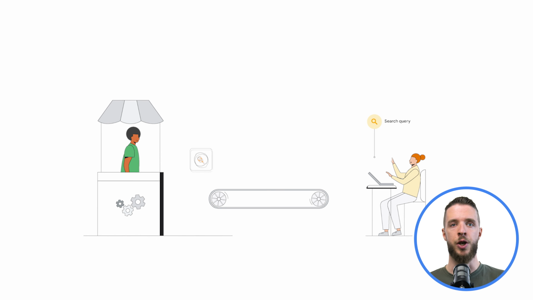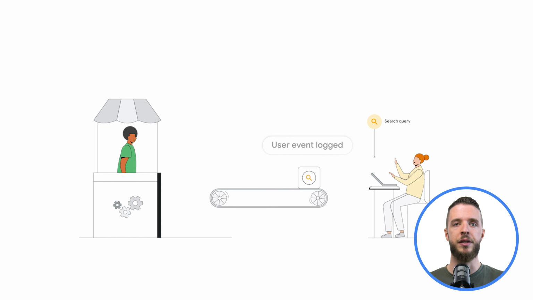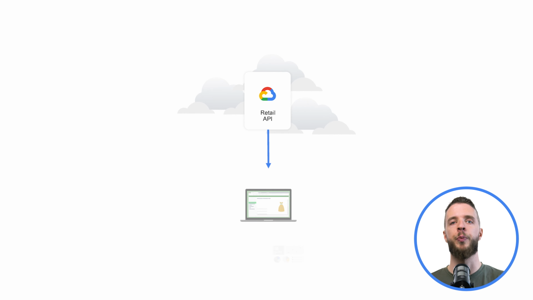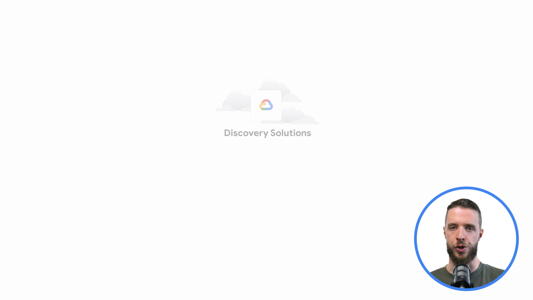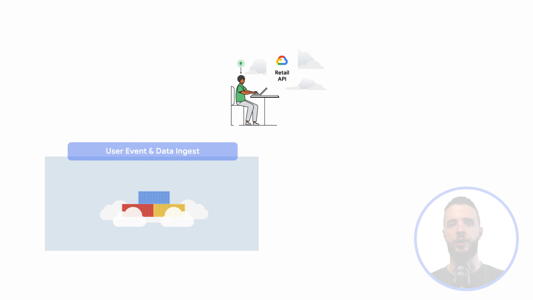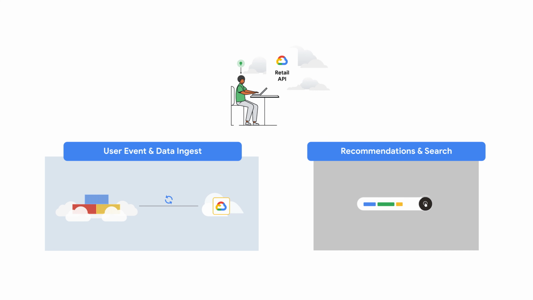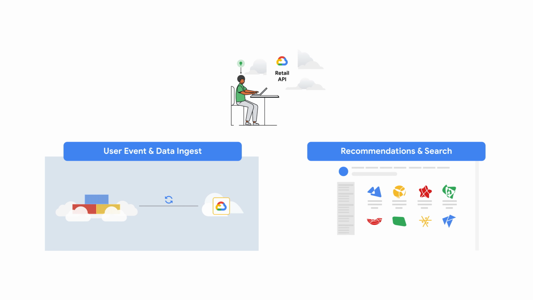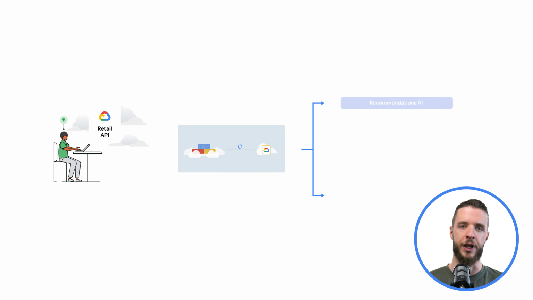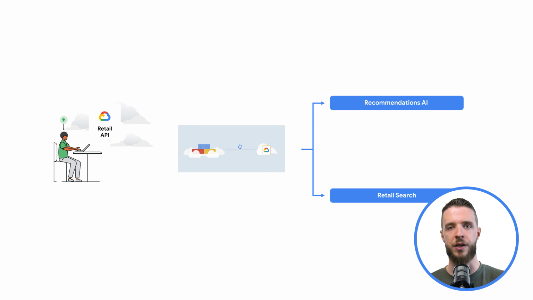Customer outcomes, known as user events, are collected and measured for both groups to accurately determine the impact of incorporating discovery solutions with your website. When you use discovery solutions, you use the retail API to ingest user event and catalog data, and to serve predictions or search results on your website. The retail API uses the same data for both recommendations AI and retail search, so if you use both, you do not need to ingest the same data twice.